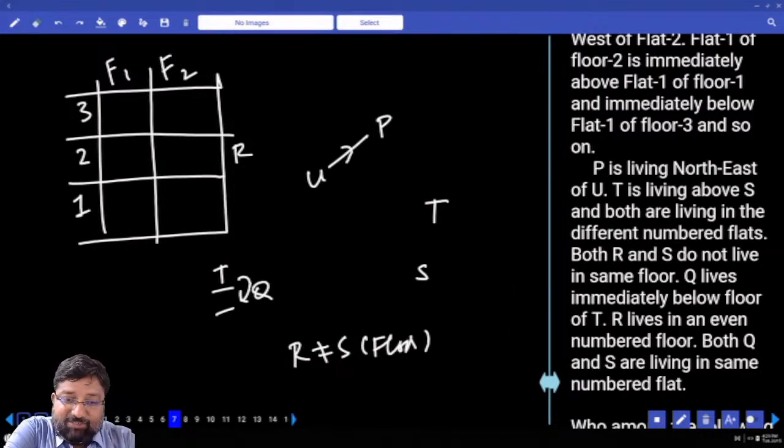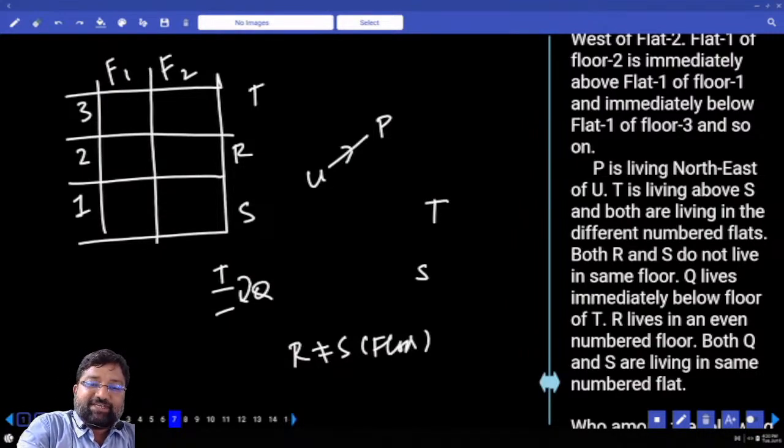Now, R is not living on the same floor as S. Is S living on the same floor as R? No. So surely this has to be yes. Look, Q and S both live in the same numbered flat. That means they are not living on the same floor. So surely this is T. Immediately below the floor of T is Q. And this is S. Now you have to think about U and P.